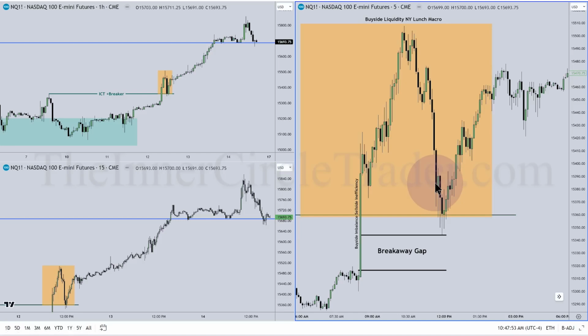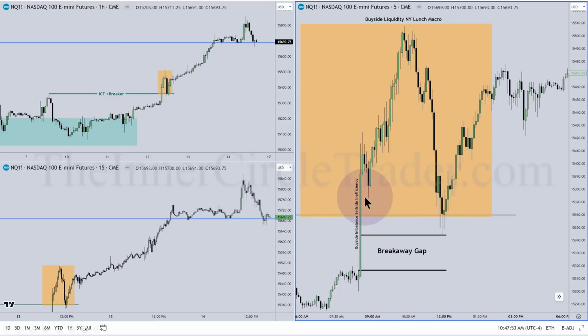Why? What time of day is it? New York lunch macro. So above this high, we have buy side liquidity, and it's entering the time of day where the lunch macro, which is going to do what? It's going to run for liquidity. Where is the liquidity at for this time of day? It's below the lows of the morning right here. This is your swing low right after the news driver hits the marketplace.